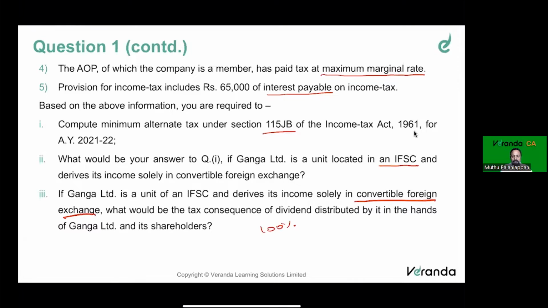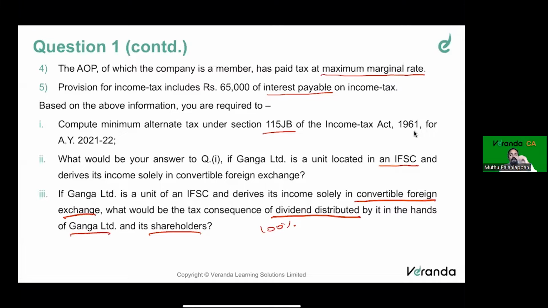So what would be the consequences if dividend is distributed from such a unit? What is the tax position? What should the tax position be in the hands of Ganga Limited and also in the hands of shareholders? It's requesting us to tell a position. What is it if the complete income is through convertible foreign exchange, that is, 100% of income is foreign currency income, and it is located in IFSC? What is the treatment in the hands of the company? What is the treatment in the hands of the shareholder? That's what we need to do.